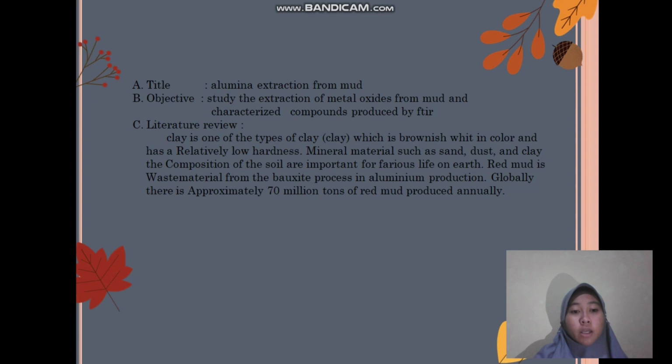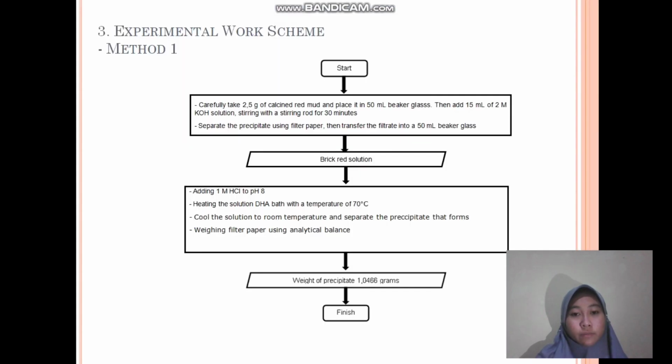Literature review. Clay is one of the types of clay which is brownish white in color and has relatively low hardness. Mineral materials such as sand and clay, the composition of the soil, are important for various life on earth. Red mud is the waste material from the bauxite process in aluminum production globally. About 70 million tons of red mud are produced annually.